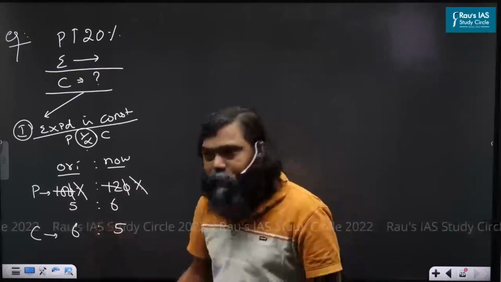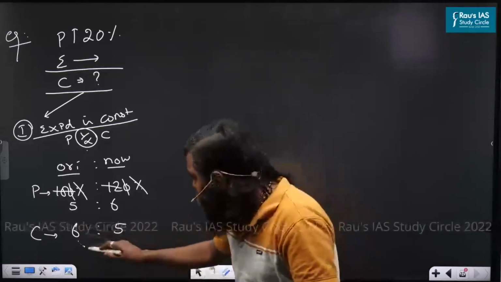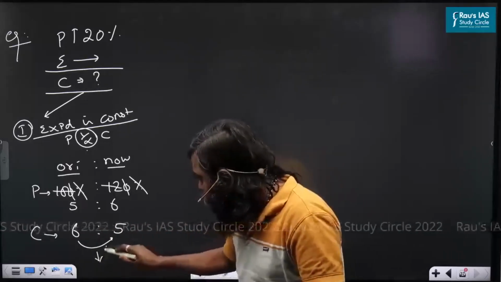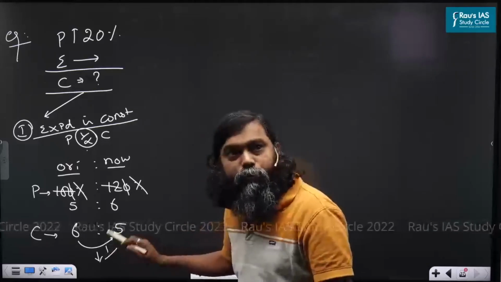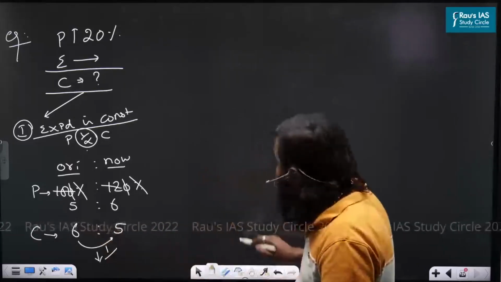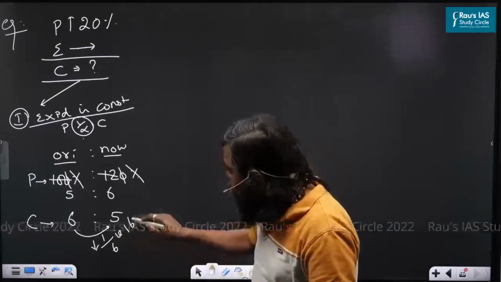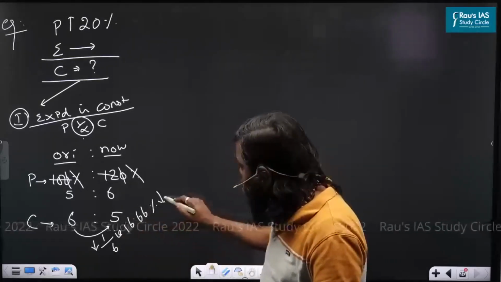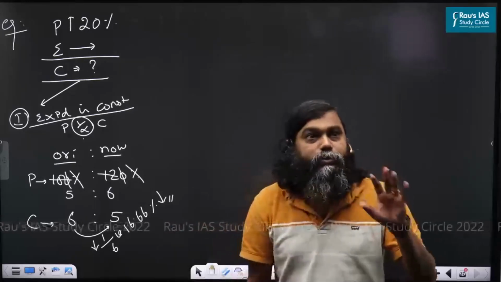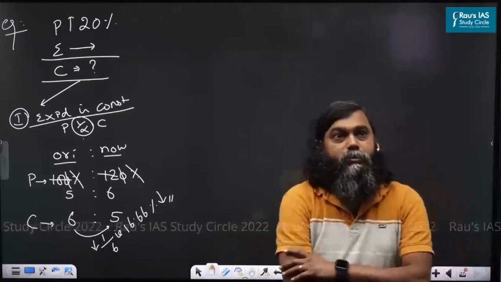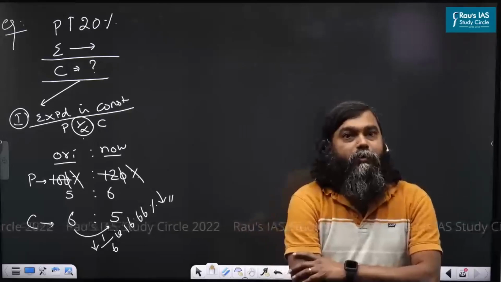Compared to the original consumption, the new consumption is decreasing. How much decreasing? 1 unit or 1 part. From where? From 6. Somebody may not be able to see. From 6. That means 16.66% my consumption is decreasing. Understood, boss? Any Aam Aadmi having doubt?